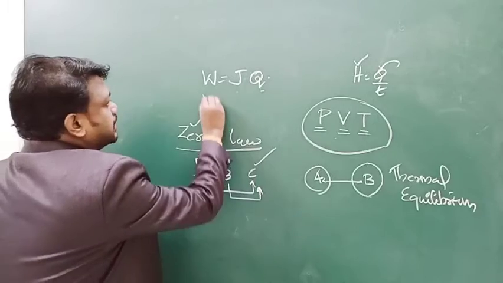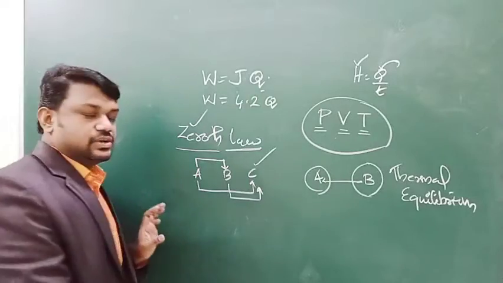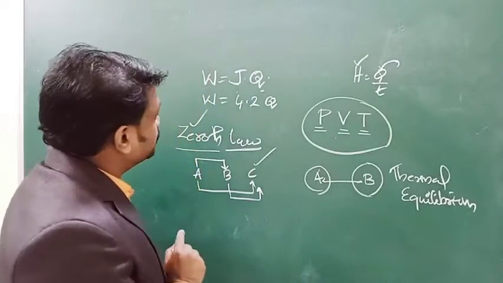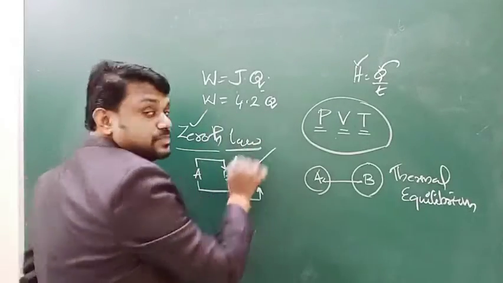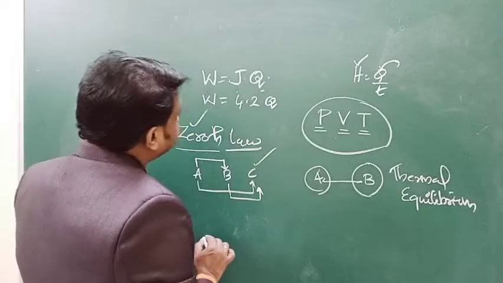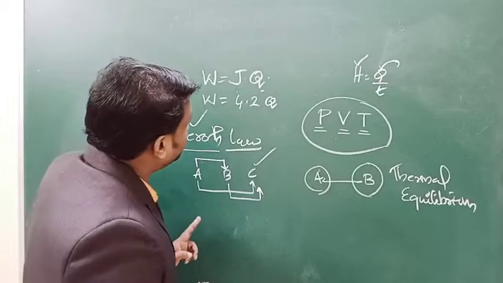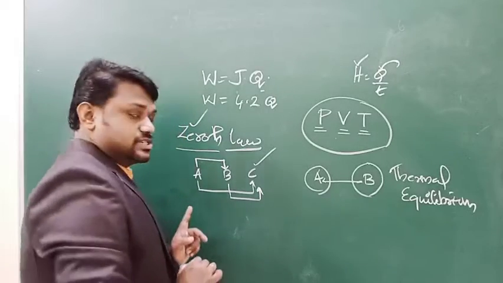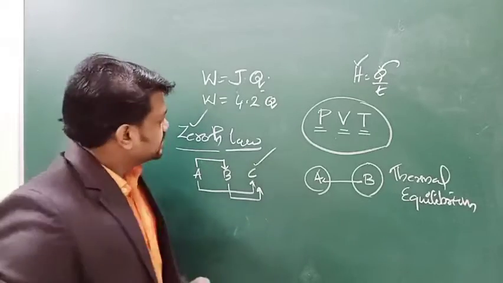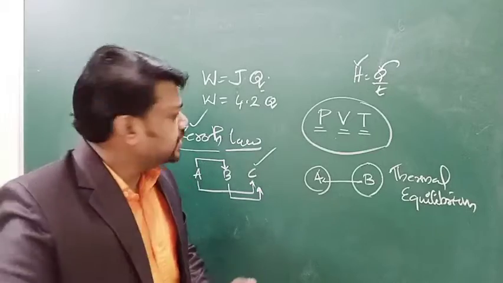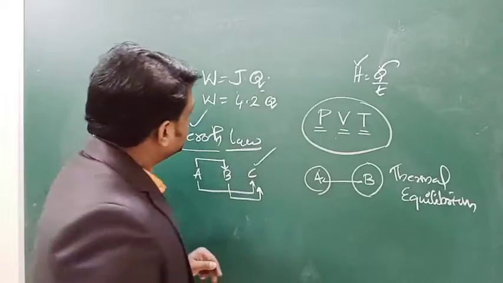So we can say that W is equal to 4.2 Q, where W is measured in joules and Q is measured in calories. So we can say that 1 calorie is equal to 4.2 joules. Okay, that conversion factor you already know, that is how you can convert joules into calories or calories into joules.